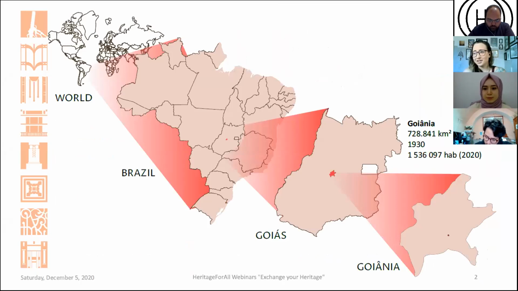Probably you never heard about my city. It's a city in the center of Brazil. It's not a small city. We have 1.5 million people living here, but the city is less than 90 years old. So it's a very young city, but it's a very big city.